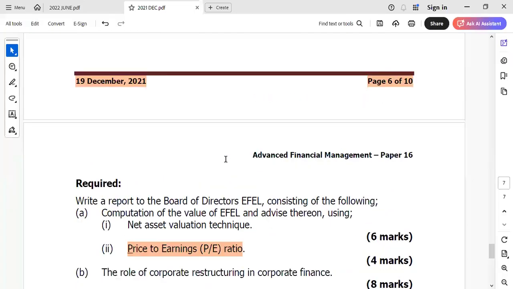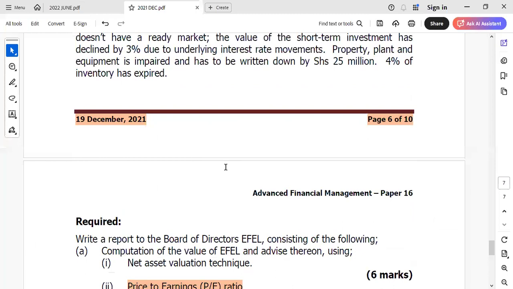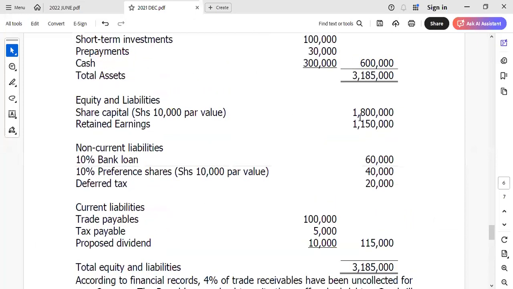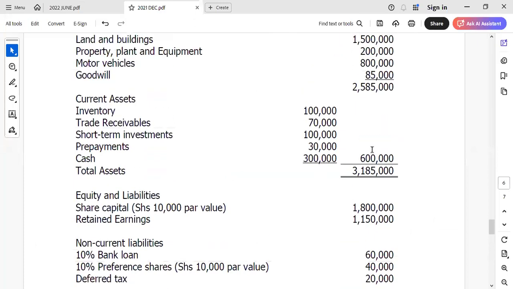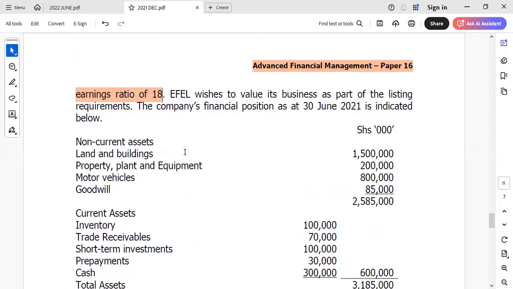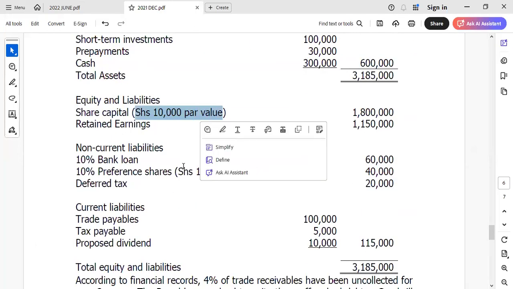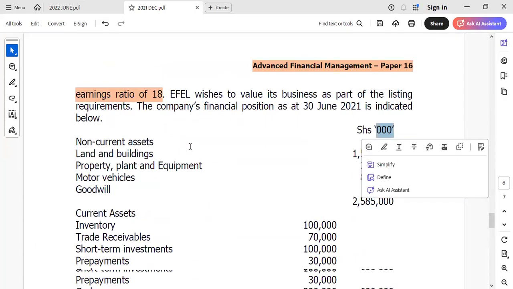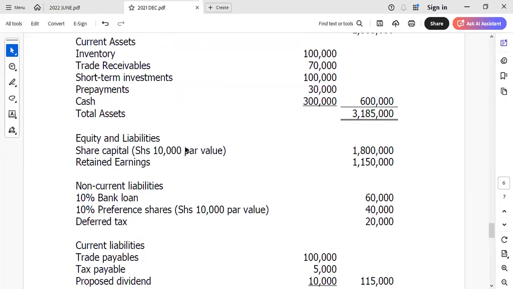The number of shares, obviously you know the number of shares from here to get this figure. But as you pick this figure, don't forget these 3 zeros. That is how you get your market price per share using the PE ratio.